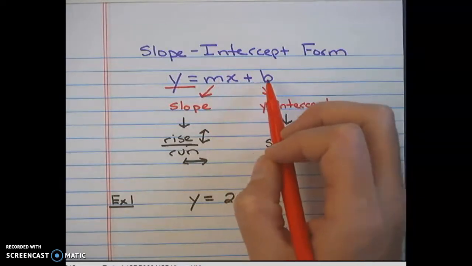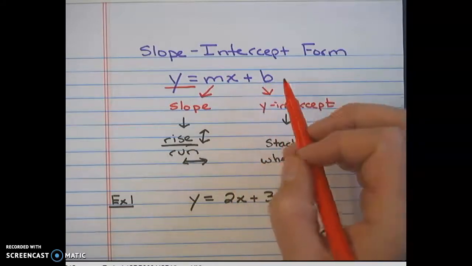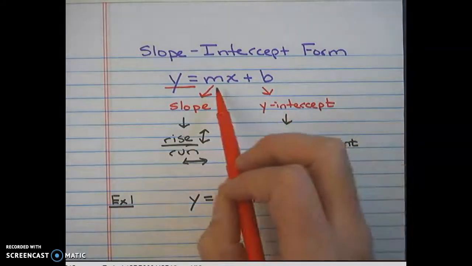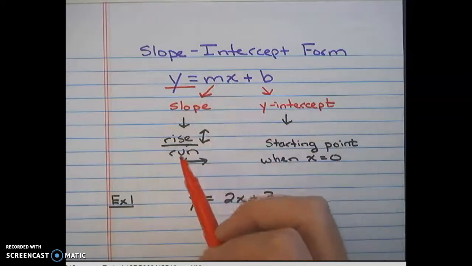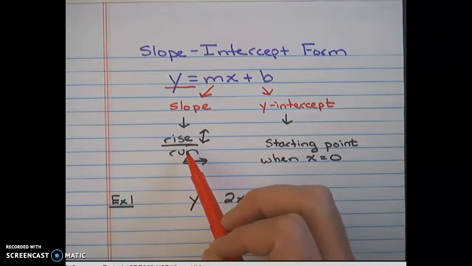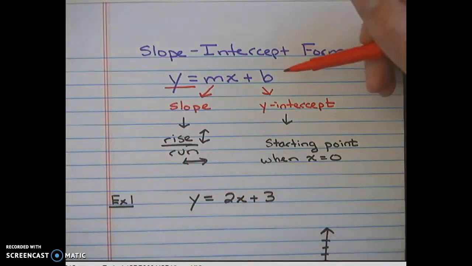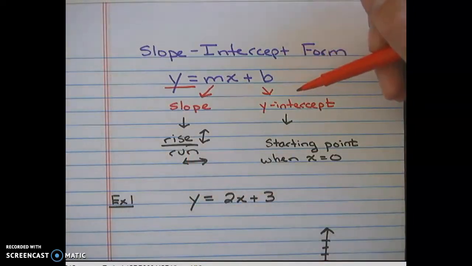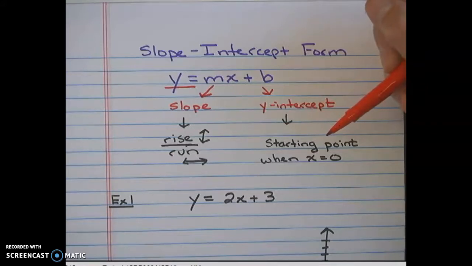Now sometimes it's plus 3, sometimes it's minus 2. But the number in front of the x we call the slope. That's our rise over run in a graph, so how much we go up and over from point to point. And the b, the number by itself, is the y-intercept. That's our starting point when x equals 0.